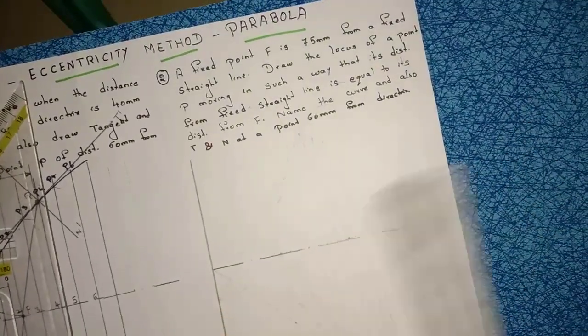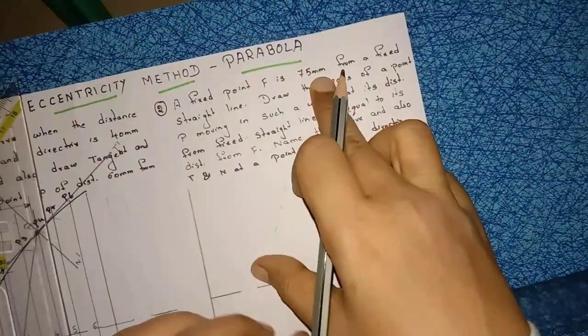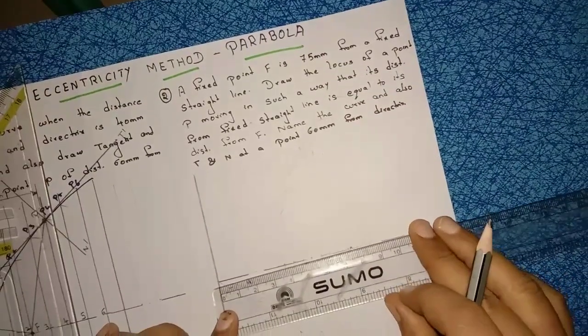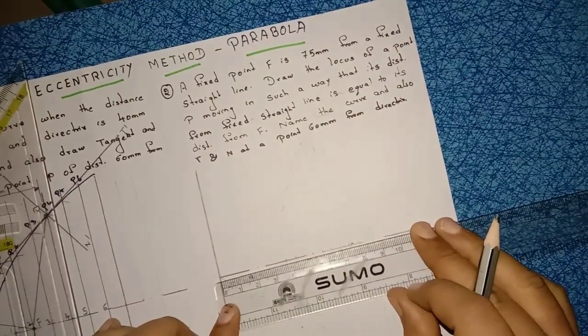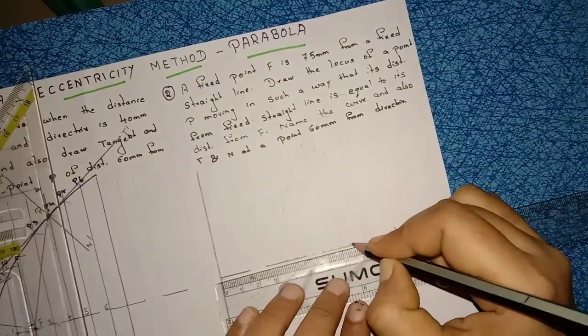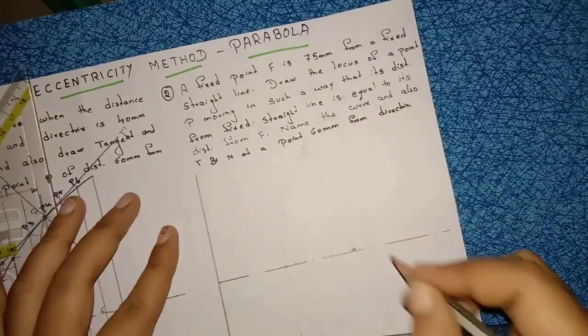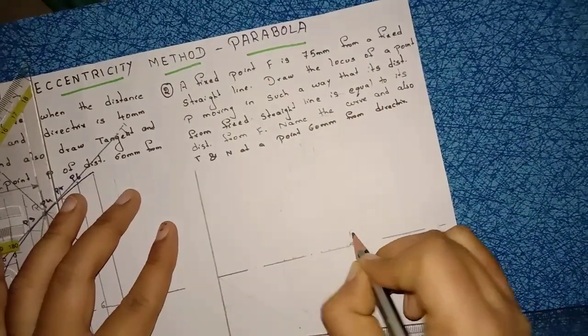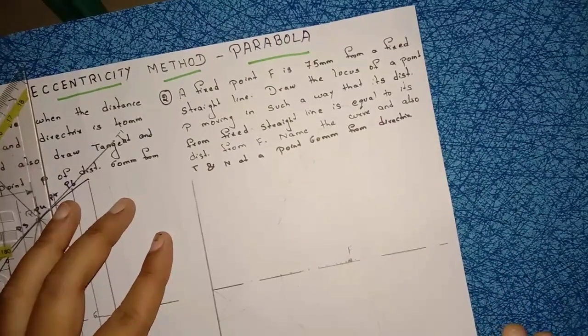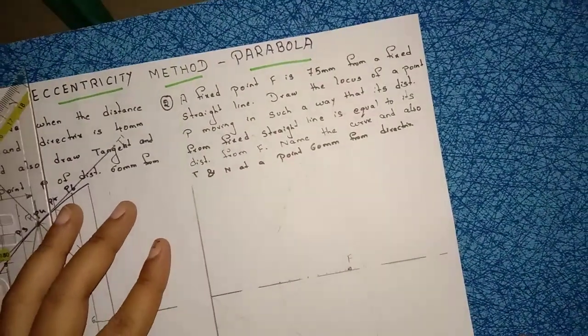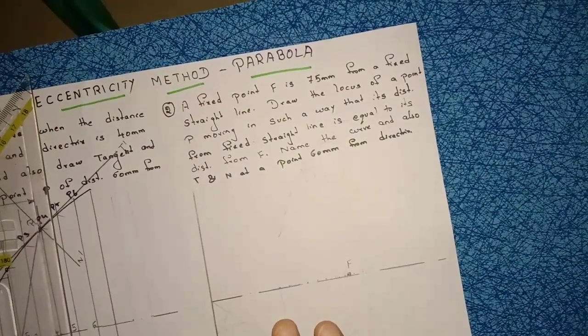Draw the axis line of any length. Fixed point distance is 75 mm. So mark 75 mm, which means 7.5 centimeters. Mark 75 mm and name this as focus F. Focus point F. Now after that, you have to mark the midpoint for 75.